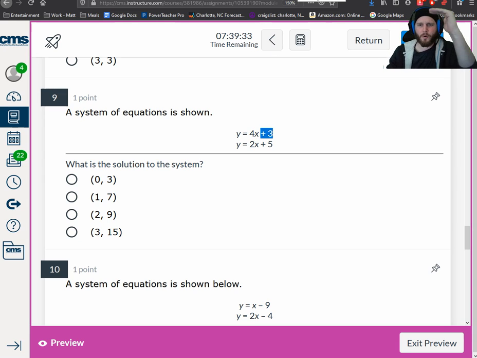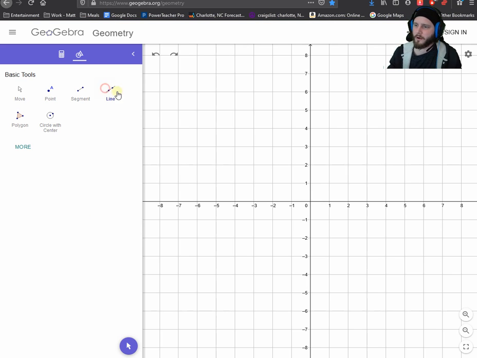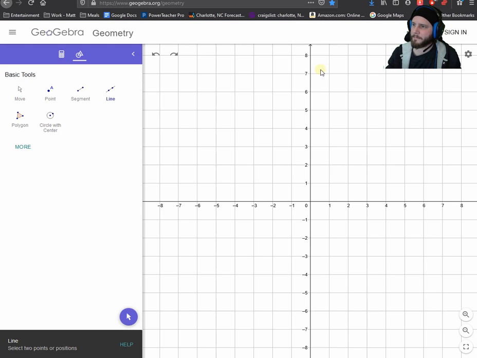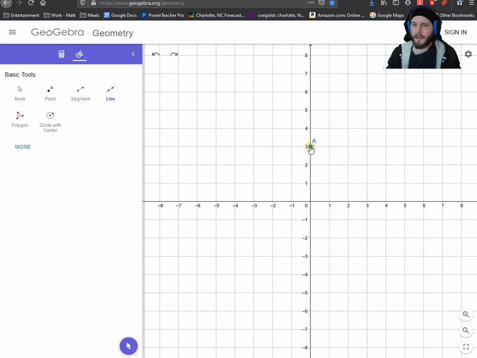That means 4/1. Rise is 4, run is 1. So it crosses at +3, and if the slope is 4, that is 4/1. Rise over run. It's going to rise 4, 1, 2, 3, 4, and run by 1. That's going to be my first line.